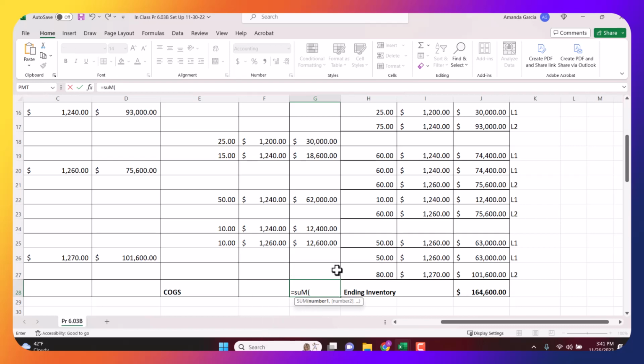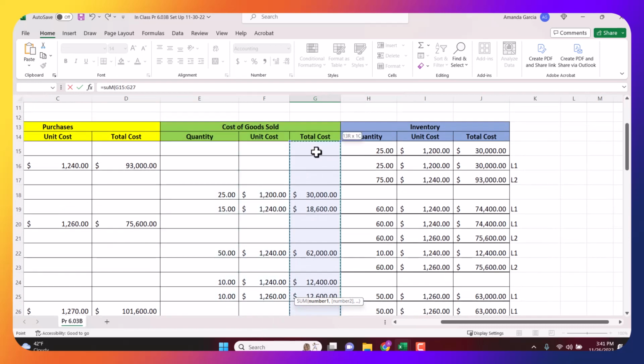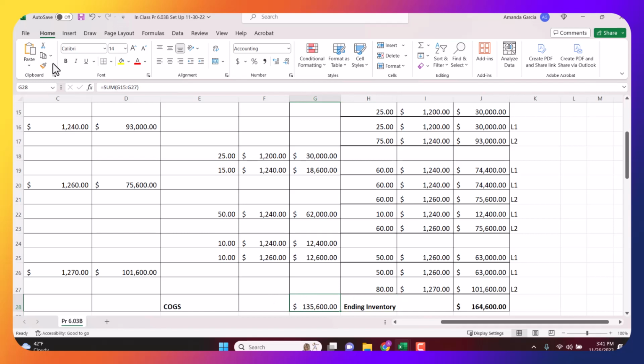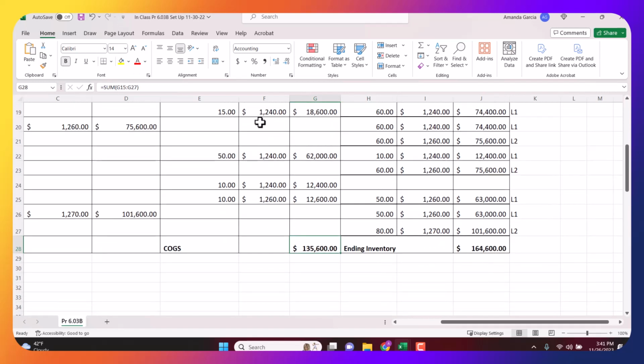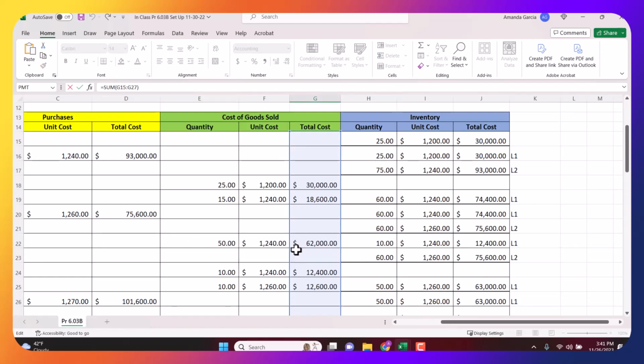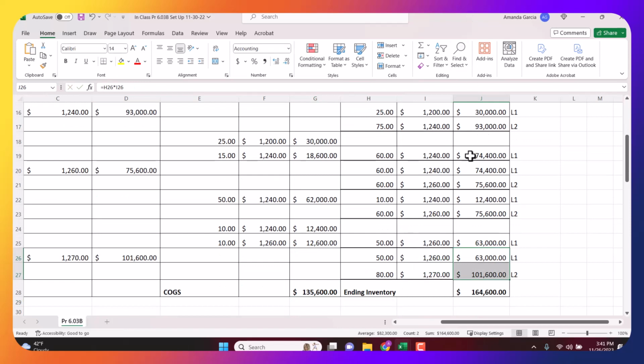I'm going to add all that up. So my cost of goods sold, using first in, first out, FIFO, so we're always selling the first layer first. So my cost of goods sold is 135,600. All I did was sum the total cost column. Inventory, we do not sum, we're keeping a running total. So all we do is if we have 2 layers left, we add them. If we have 1 layer, that's it. If we had 3, we would add those together. So that one's first in, first out.